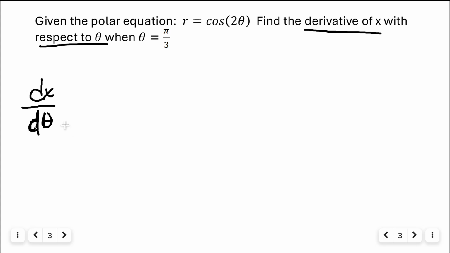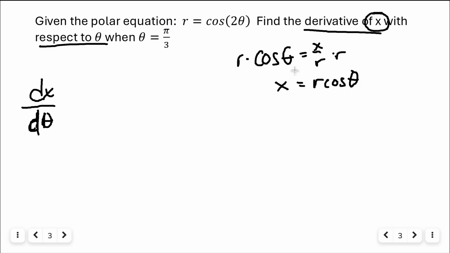Well, we have to use our trusty conversions that we learned. I want to know what the x coordinate is. I know that cosine theta is equal to x over r, so x is equal to r cosine theta. But I also know that r is equal to cosine 2 theta. So x in terms of theta is cosine 2 theta times cosine theta. Now x is written in terms of theta.